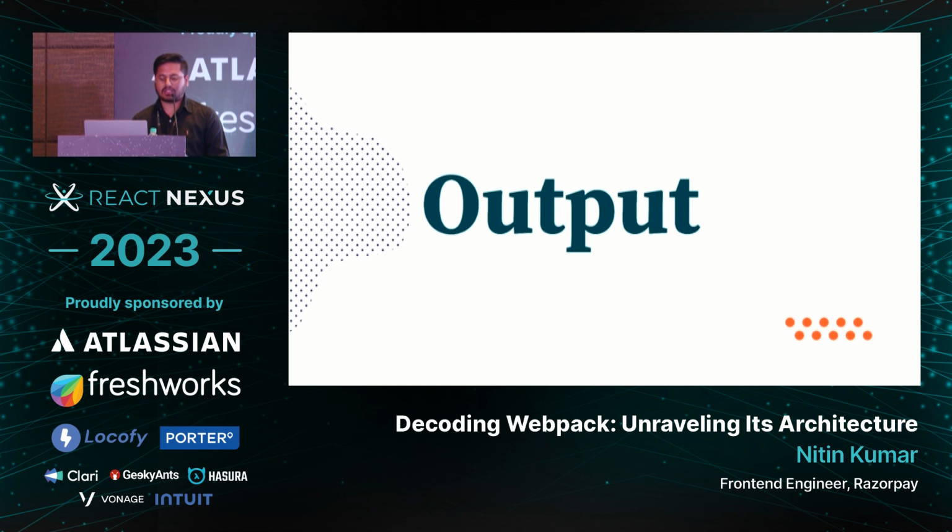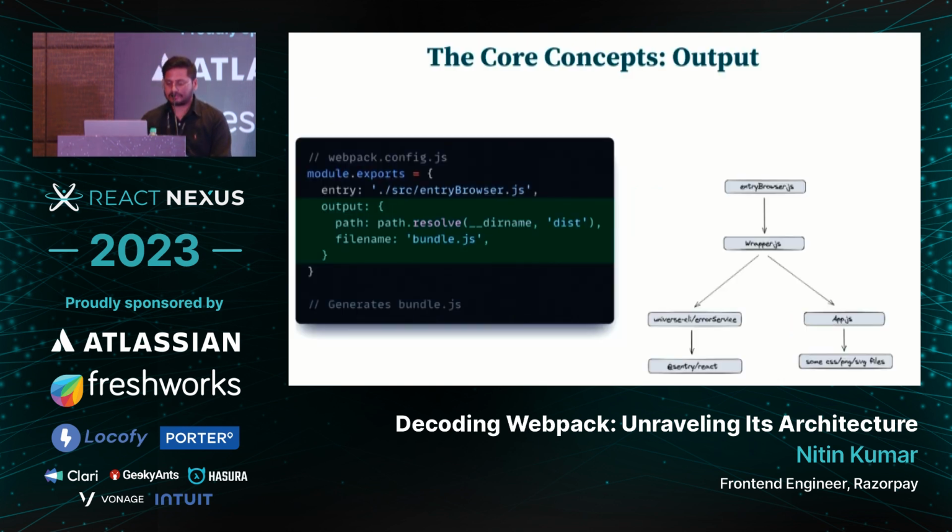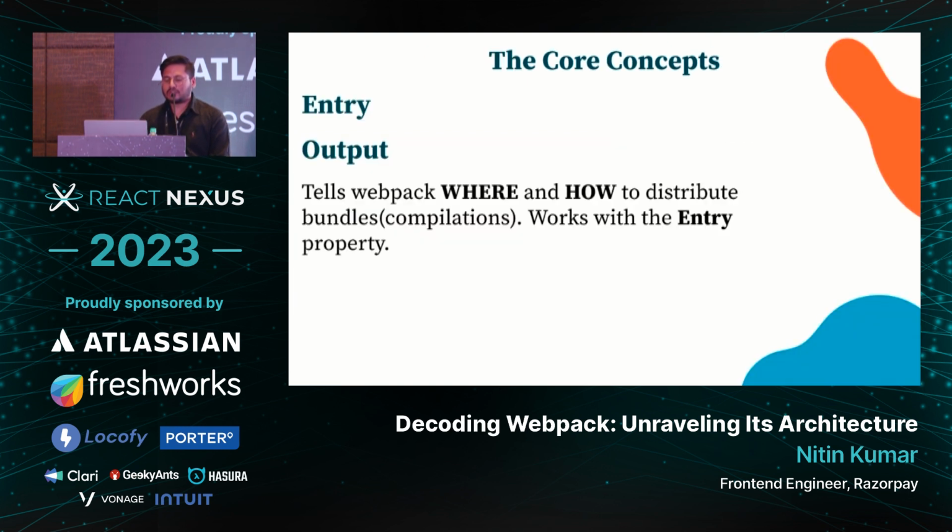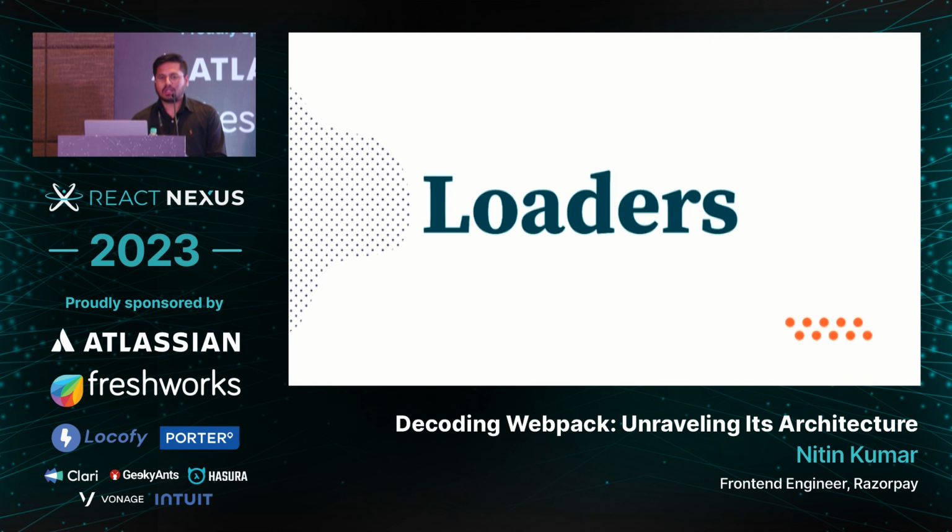So the next property is output. We define output in the Webpack configuration. Output lets you define where to create the generated bundle and what the file name should be. You can also define other things like whether the output should be ES module output or ES5 output. So this will create a bundle.js file in the dist folder. Output tells Webpack where and how to distribute the bundles, and it works with the entry property. The next core concept is loaders.